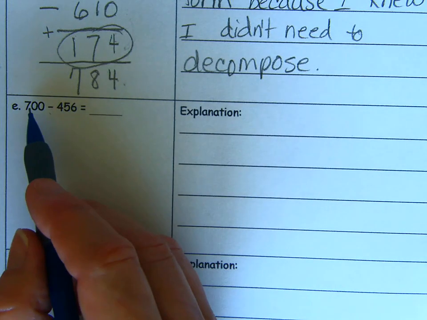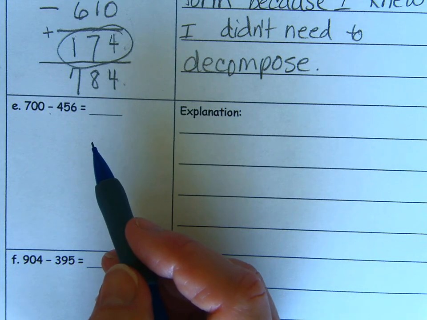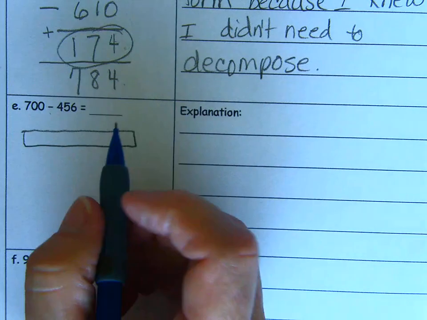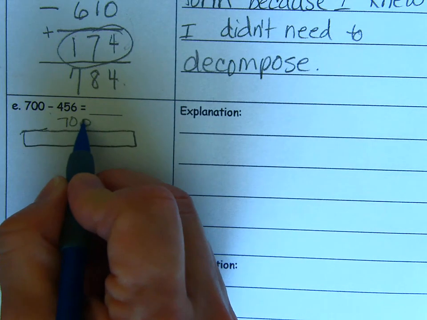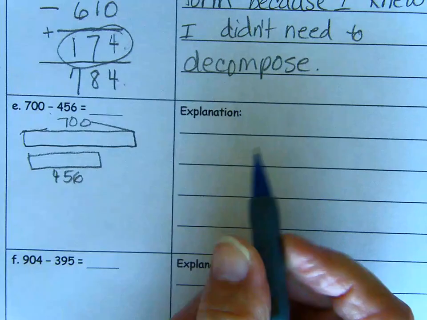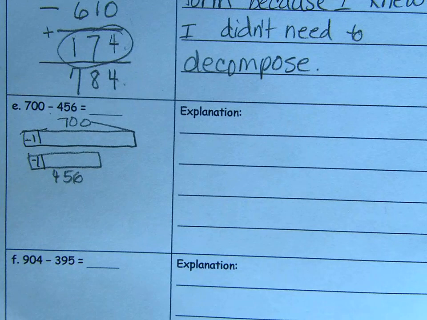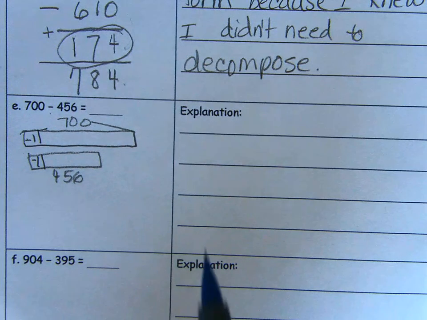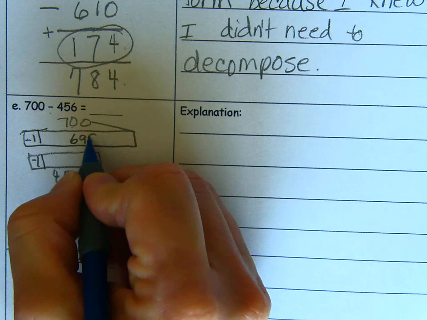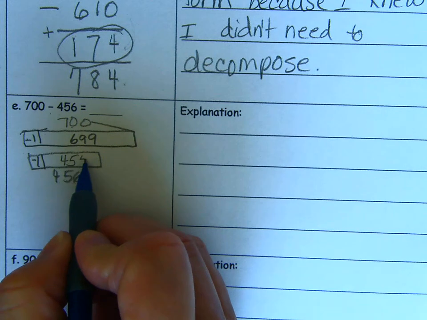But I also know that when I have 0, 0, compensation is the way to go. So I'm going to just draw my tape diagram. And this is 700. And this is 456. But if I just take one away from each of those, that is a much easier problem to solve. If I take one away from 700, I'm going to get 699. One away from 456, I'm going to have 455.